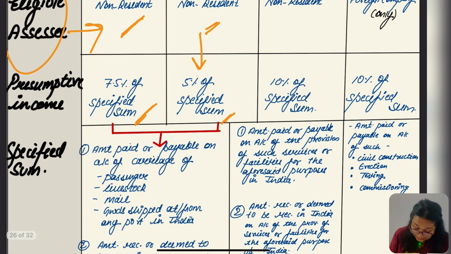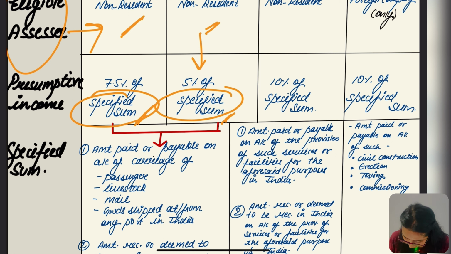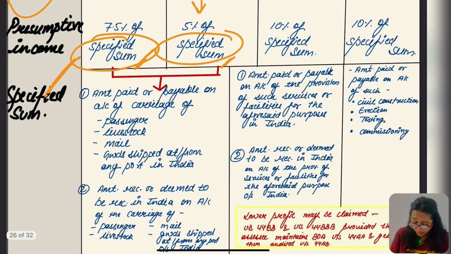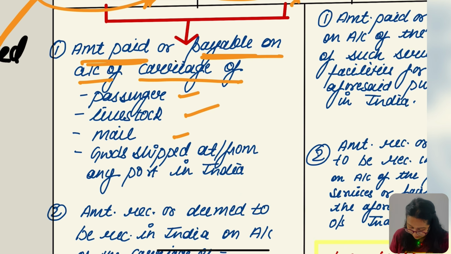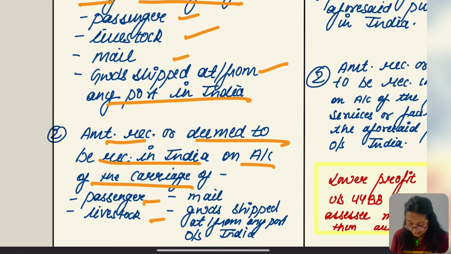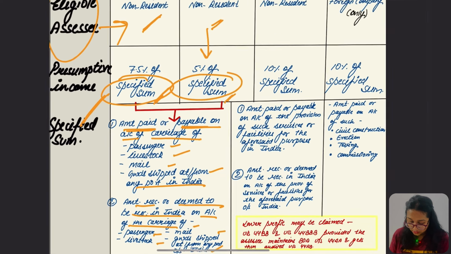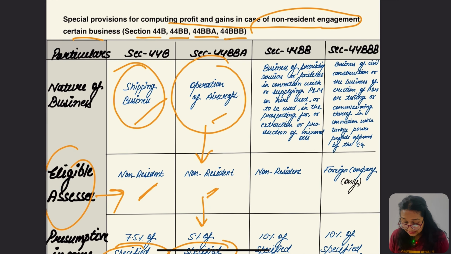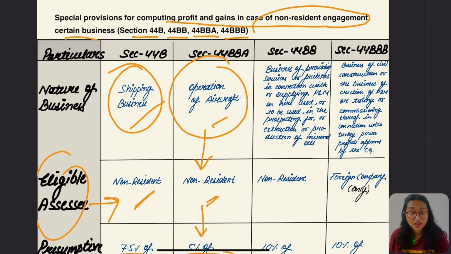Let's check what the specified sum is. It is the amount paid or payable on account of carriage of passengers, livestock, mail, goods shipped at or from any port in India, or the amount received or deemed to be received in India on account of the carriage of passengers, livestock, mail, goods shipped at or from any port outside India. So let me say it again: there are some presumptive taxation provisions for the non-resident who is engaged in certain businesses.